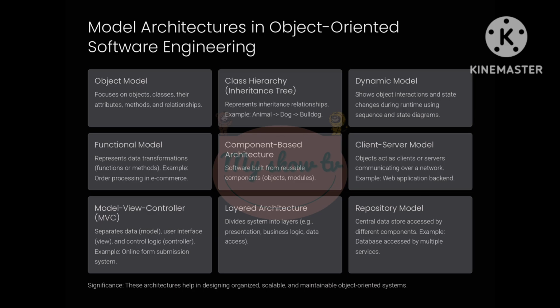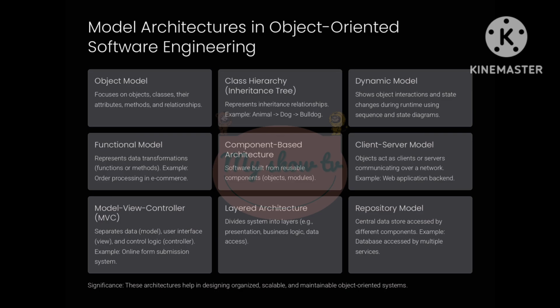6. Client-server model divides the system into clients requesting services and servers providing them. Example: web browser and server. 7. Model view controller (MVC) separates data, user interface, and control logic, promoting organized code. Example: web apps with separate UI and backend.